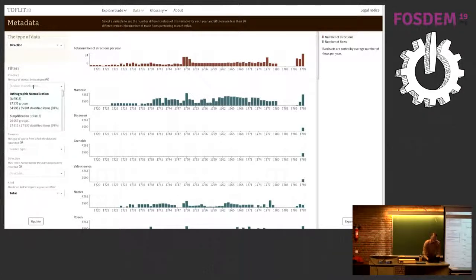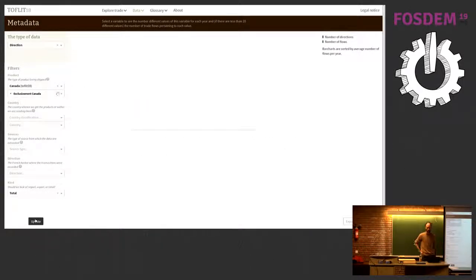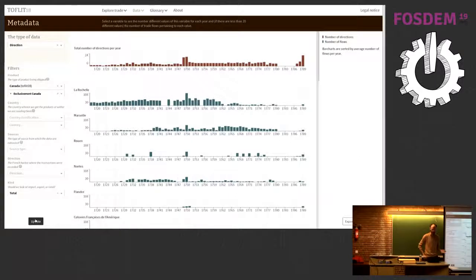But let me just show you if I can filter. I just want to project on this only the definitely Canadian products. And now we can see that actually the order changed. The most important direction in France for trading Canadian products is actually La Rochelle in number of trade flows. So this is kind of a hint, but we can go further because we have time series.